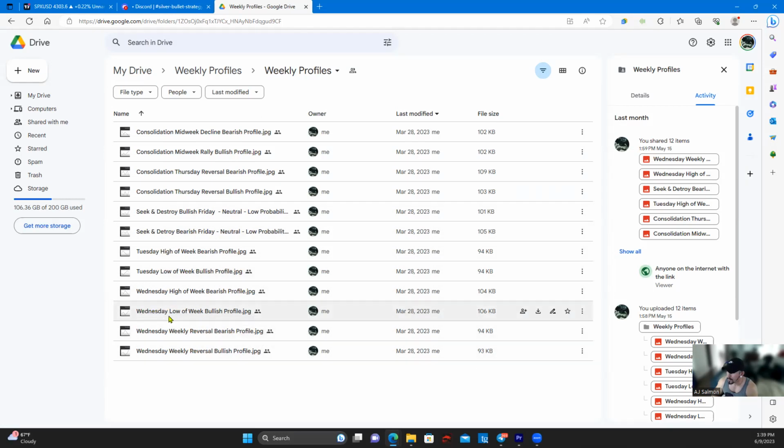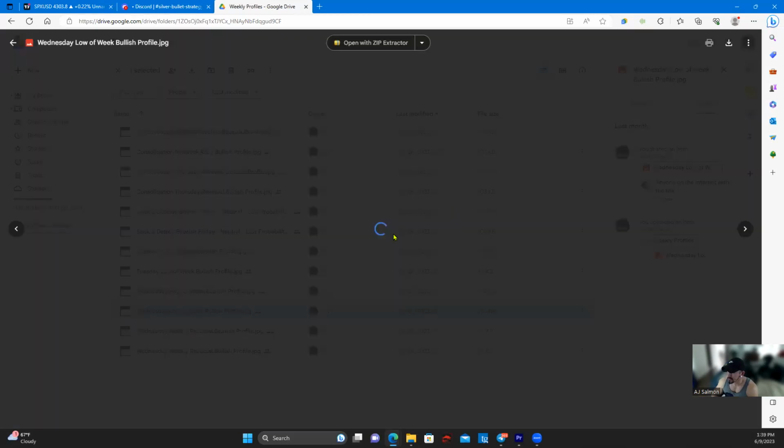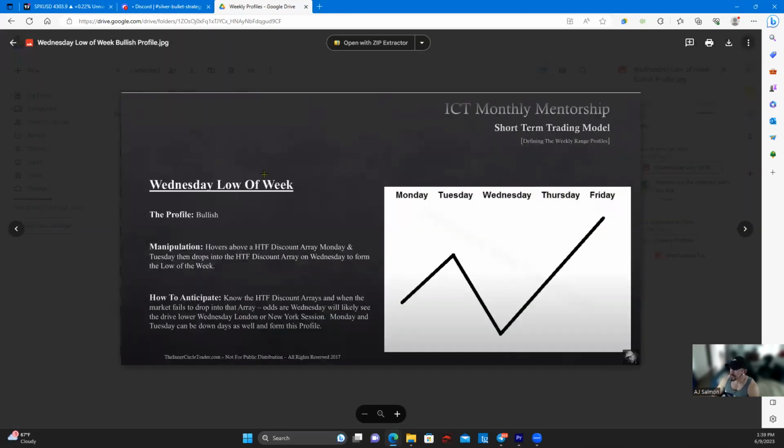Wednesday low of the week bullish profile. Okay, so let's look at this one. Now, this is best seen on the 1 hour time frame. So if you see here, Monday into Tuesday trades higher. Then Tuesday to Wednesday, we trade lower. Wednesday creates the low of the week, and then we trade it bullish into Friday.